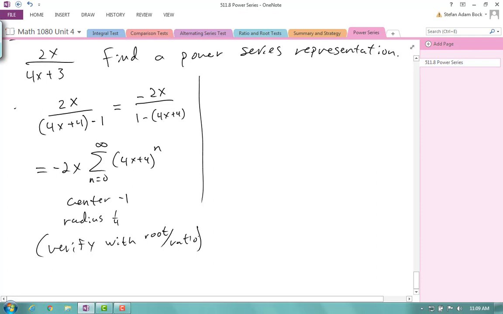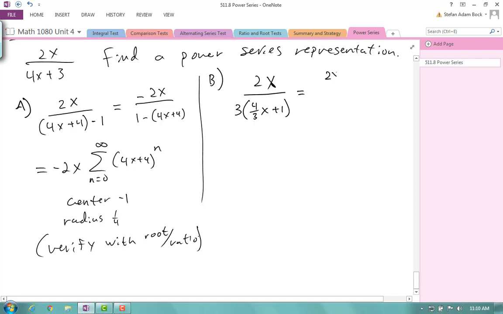On the other hand, we'll call that version A. Version B is, let's see, I'm going to divide out that 3. So this is 2x over, I'm going to factor out a 3. So this is 3 times 4 over 3x plus 1. And the reason I do this is it actually gives me a much better interval of convergence.